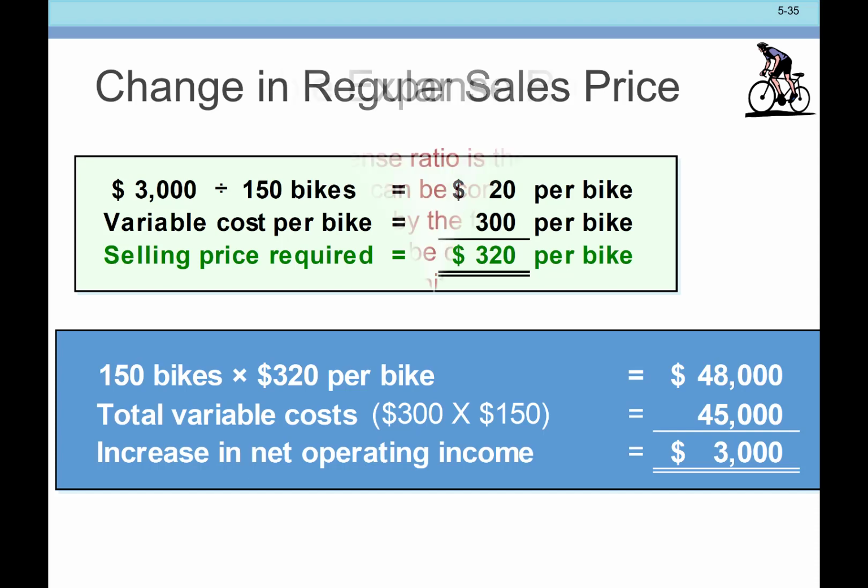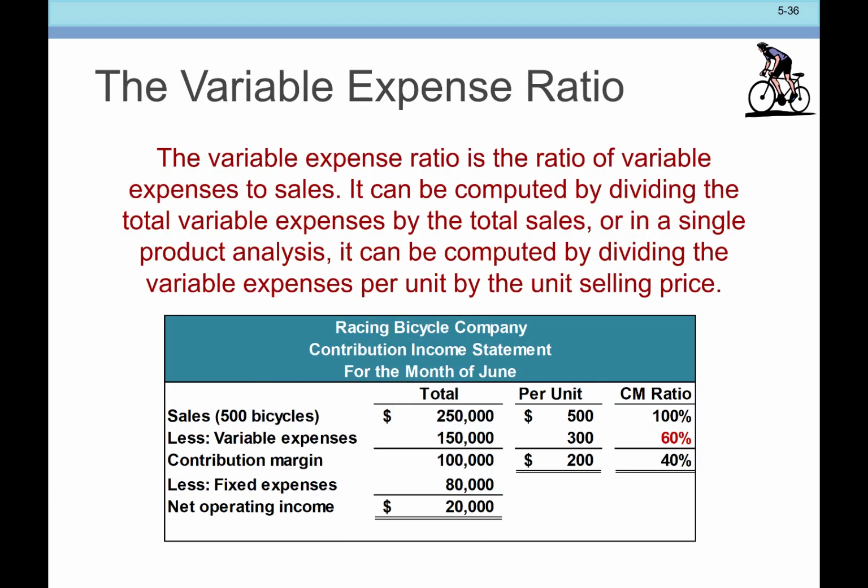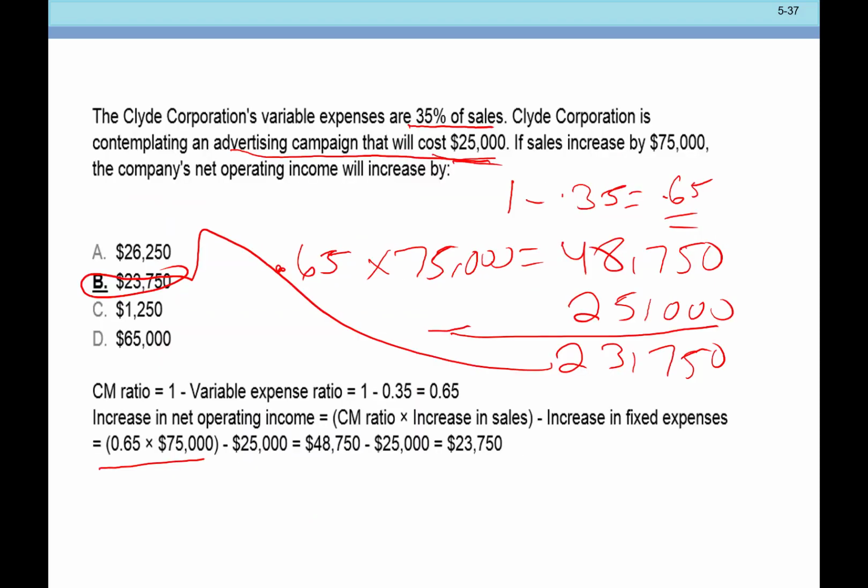Okay, good. So we have this thing called the variable expense ratio. This is sort of an annoying thing, in that if I give you the variable expense ratio, can you come up with the contribution margin ratio? You simply take 1 minus the variable expense ratio, and that gives you the contribution margin ratio, right? Then you can go from there the way we have in some of these other problems. So in this problem they gave me the variable expense ratio. 1 minus 35% equals what?